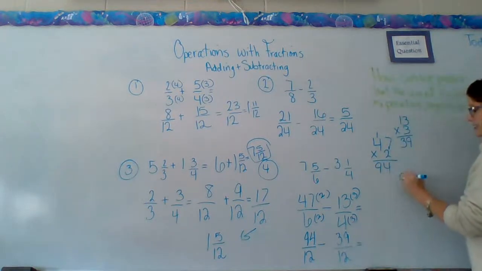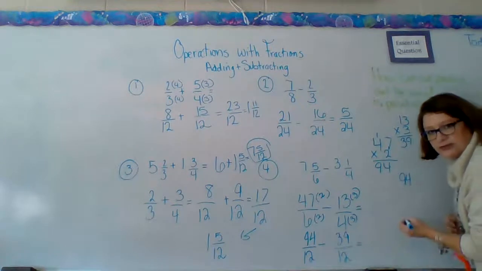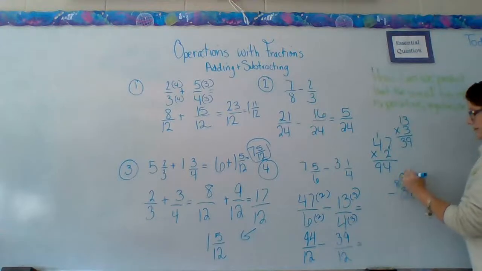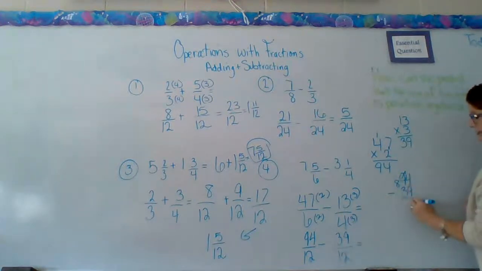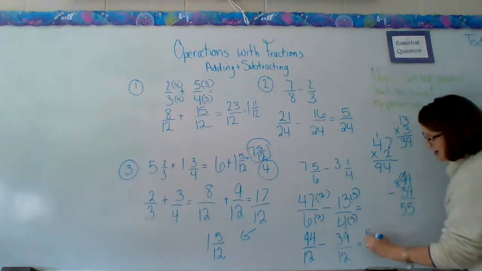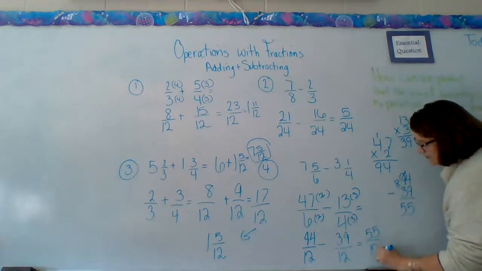So I'm going to do 94. Hopefully you can still see this. Minus 39. 14 minus 9 is 5. 8 minus 3 is 5. I get 55 over 12.